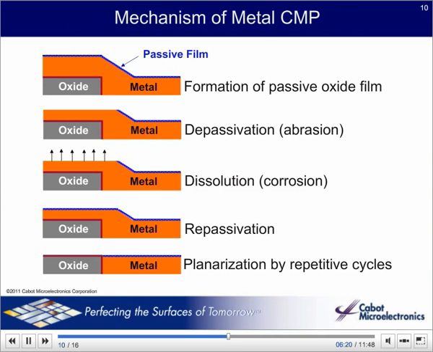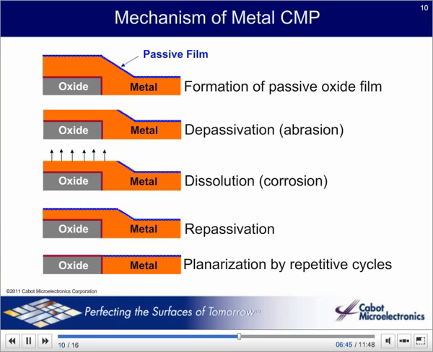The most common mechanism of many reactive metals CMP is more chemically driven. Once the metal surface is exposed to the slurry, the metal surface quickly gets oxidized by either the water or an added oxidizer like hydrogen peroxide. The oxide often protects the metal from further reaction, but through the mechanical action of CMP, the protective oxide film is removed by abrasive particles.